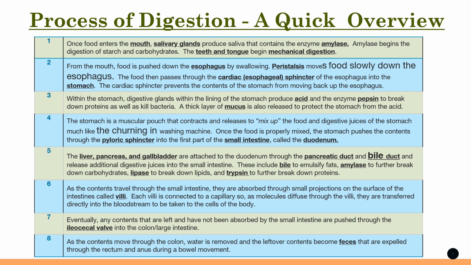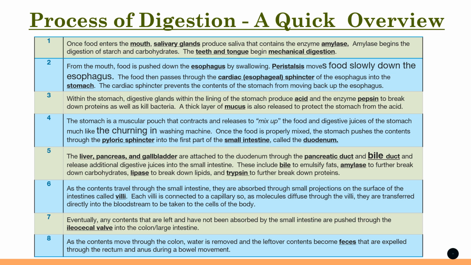As the contents travel through the small intestine, they're going to be absorbed through the small projections on the surface of the intestines called villi. And then each villi is going to be connected to a capillary so that these molecules can diffuse through the villi, and then they're going to be transferred directly into the bloodstream to be taken to the cells of the body. Eventually, any contents that are left and have not been absorbed by the small intestine are going to be pushed through the ileocecal valve and into the colon and large intestine.